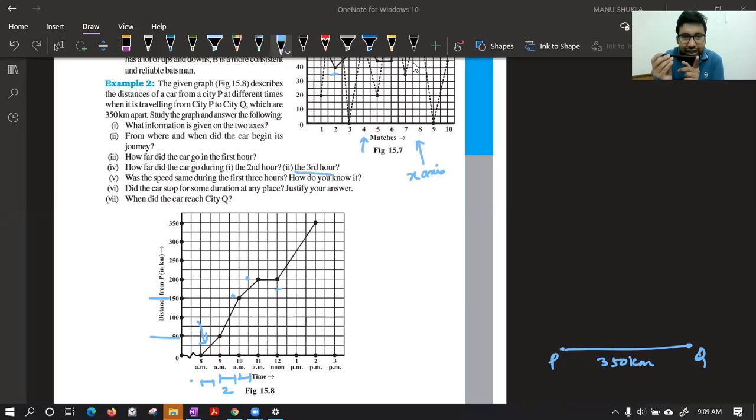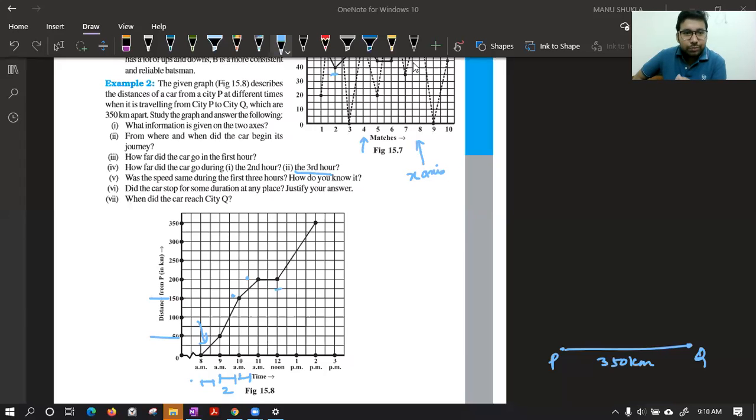You can see at 11 a.m. the position is 200 kilometers. At 12 p.m. the position is the same, 200 kilometers only. So 200 minus 200 is 0. That is why we can say it is at rest. Okay. Now the last part I think is, justify your answer. You can say this thing. At 11 a.m. the position is 200 kilometers. At 12 p.m. the position is 200 kilometers. So final minus initial is 0 kilometers. That is why the car is at rest. This is the justification of your answer. You can give it like this.